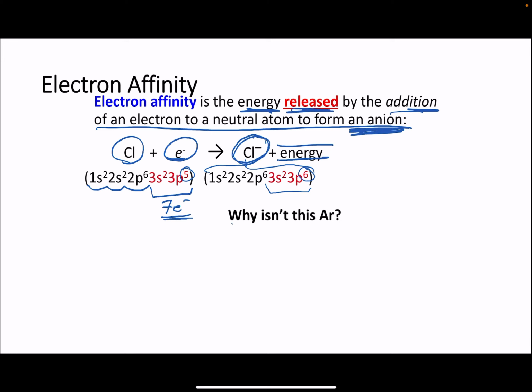Again, you could ask the question, why isn't this argon, which would otherwise have this electronic configuration? And remind yourself about the number of protons associated with neutral chlorine and chloride.